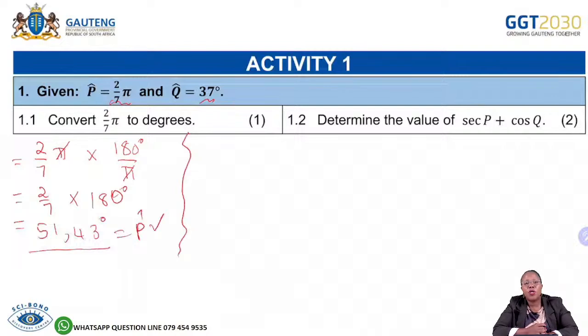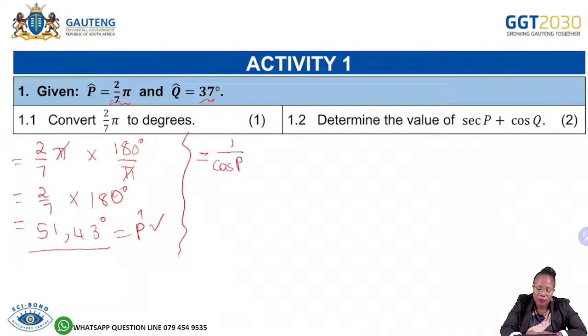And then now 1.2, determine the value of sec P plus cos Q. Remember, the minute you have a reciprocal, you must change that reciprocal back to its original ratio. And then now we are going to write this sec P in terms of 1 over cos P plus cos Q.